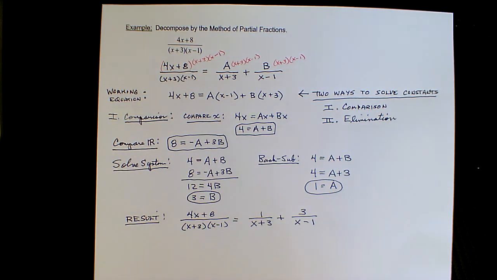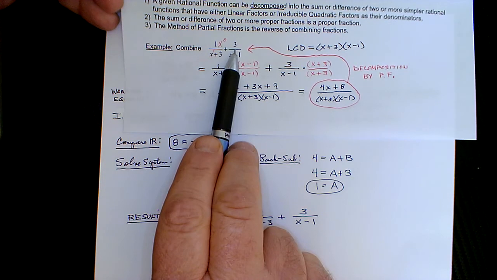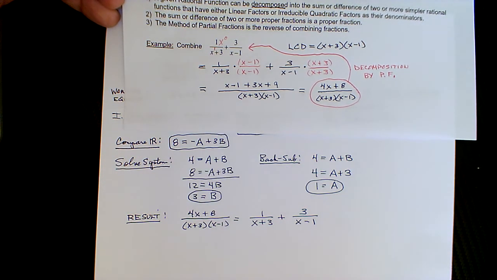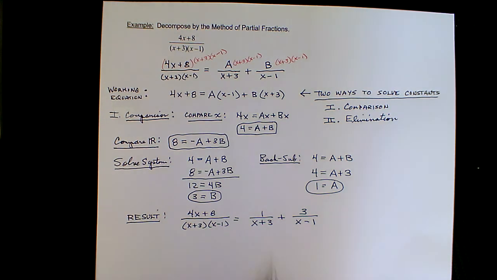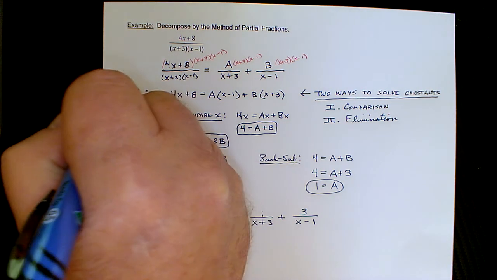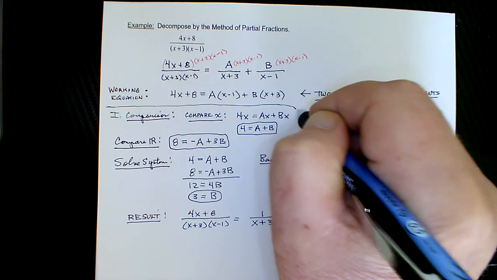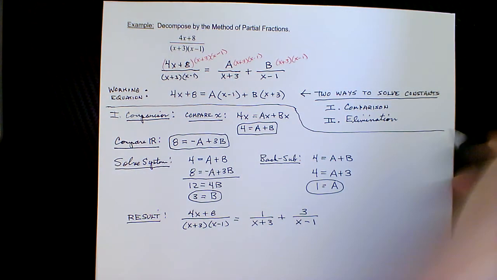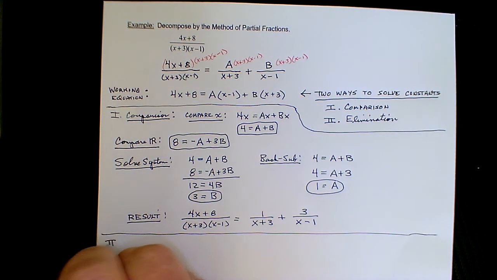And if you look back at the example that we combined, they were the original constants 1 and 3, respectively, of those two fractions. Okay, so the comparison method often leads us to a system of equations. By the elimination method, okay, so we're going to separate these. Okay, so now the elimination method.